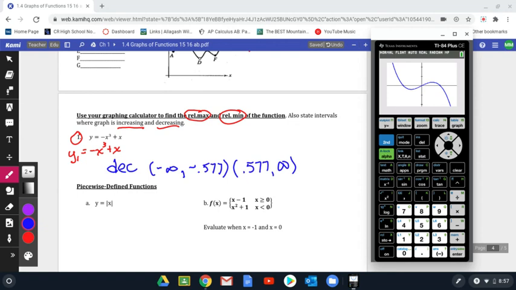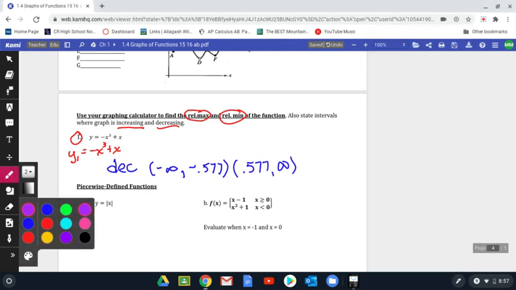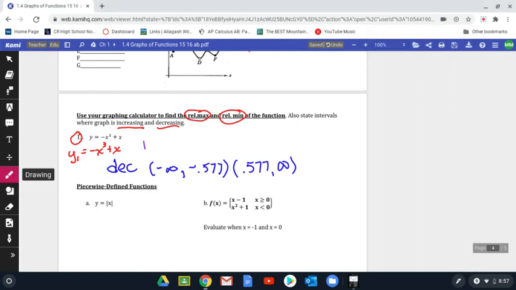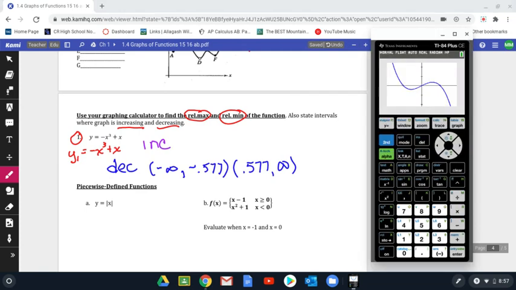And then let's do increasing. And the increasing is obviously the stuff in between. So it goes from the x coordinate of the min, negative 0.577, to the x coordinate of the max, which is 0.577. Okay? So that's just some basic calculator work there. All right, I'm done with this calculator.